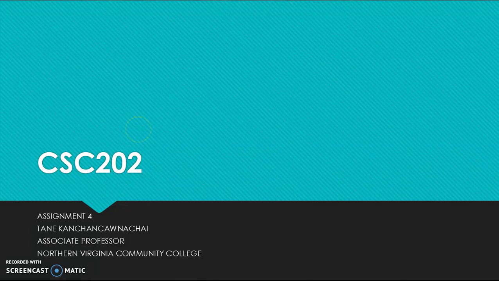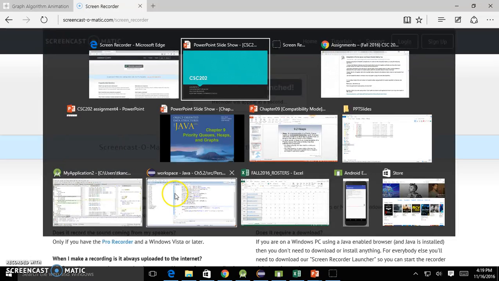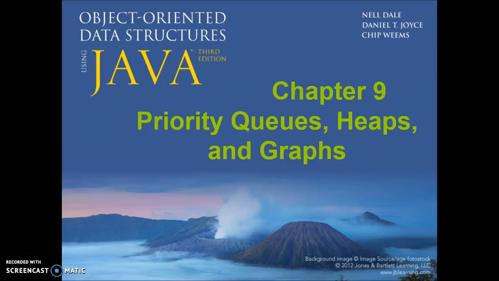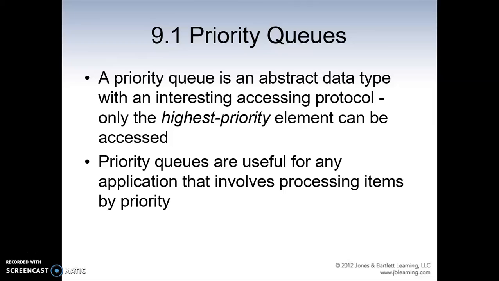So we're going to talk about how you can finish assignment 4 here. Okay, so first we need to understand some basics, right? So we talk about priority queues, heaps and graphs, right? So a priority queue is a data structure where the one that has the highest priority goes first, right?